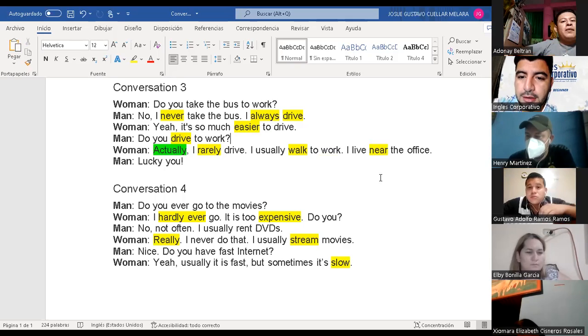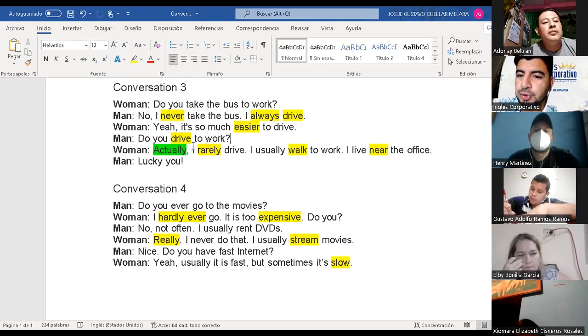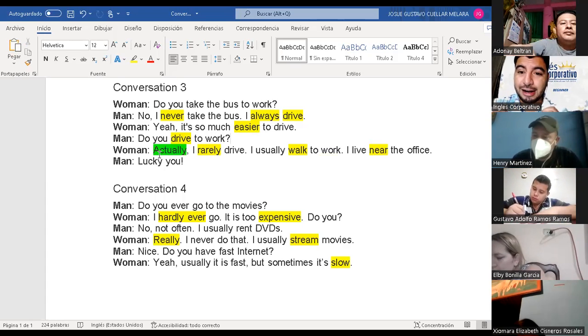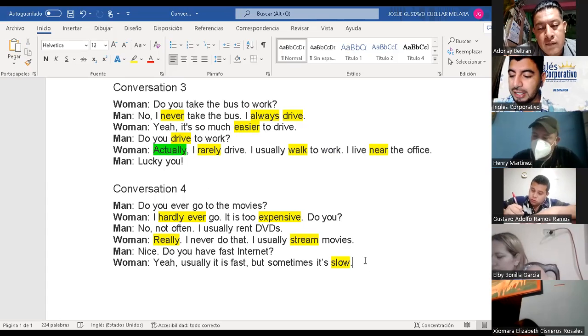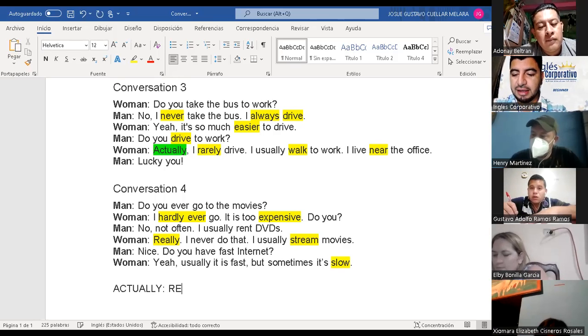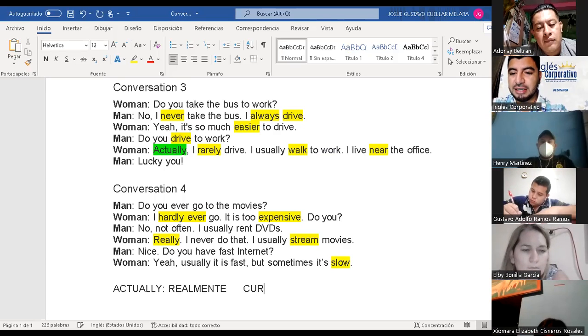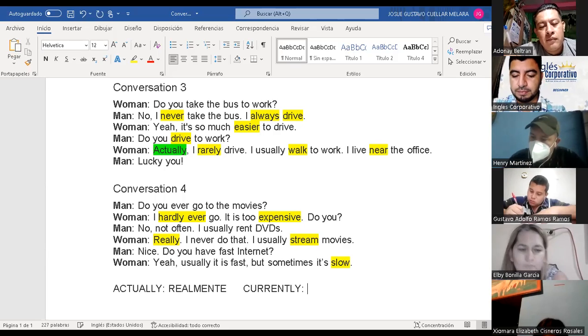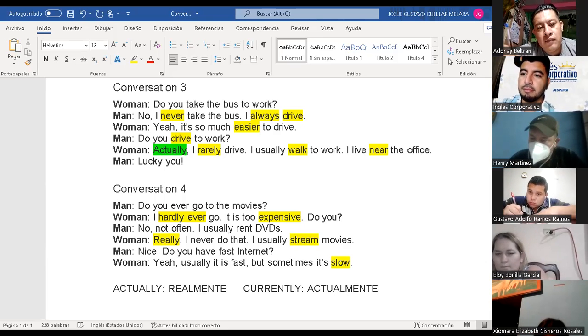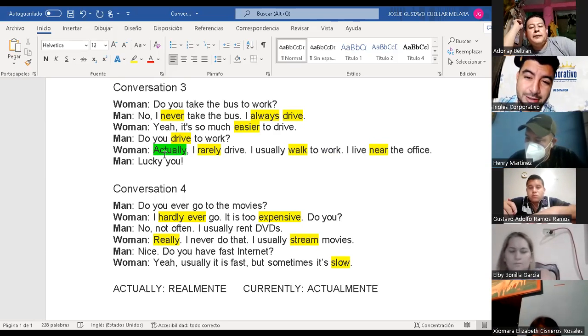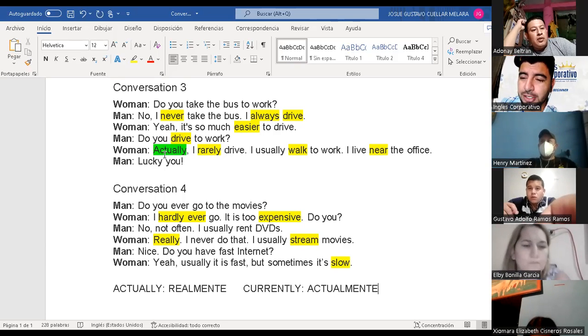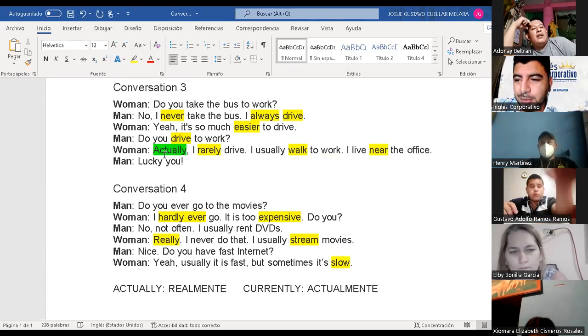No, ok. Yeah, it's so much easier to drive. Sí, es mucho más fácil manejar. Do you drive to work? ¿Manejas para trabajar? Actually, esta palabra anoten. Actually significa realmente. Muchas personas piensan que actually significa actualmente, pero no. Actually significa realmente. Para decir actualmente se dice currently. Estos son adverbios. No se me confundan porque actually es una palabra bien común. It's a very common word. Y la van a escuchar muchas veces. Cuando les diga a alguien actually, significa realmente, no significa actualmente. Eso es una de las grandes confusiones que tenemos cuando estamos aprendiendo esas palabras.